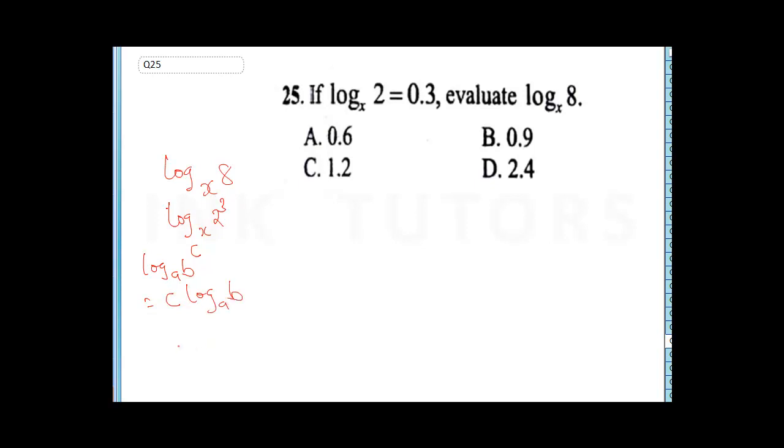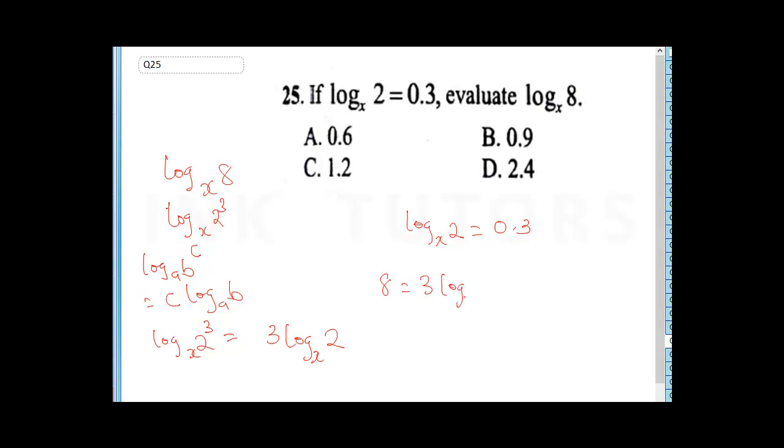Now this means from here we have log_x 2 raised to power 3 will be 3 log_x 2. They said log_x 2 is equal to 0.3. Therefore, log_x 8, which is equal to 3 log_x 2, will be equal to 3 times our log_x 2, which is 0.3, which gives us 0.9. Final answer. So the final answer to 25 is B.